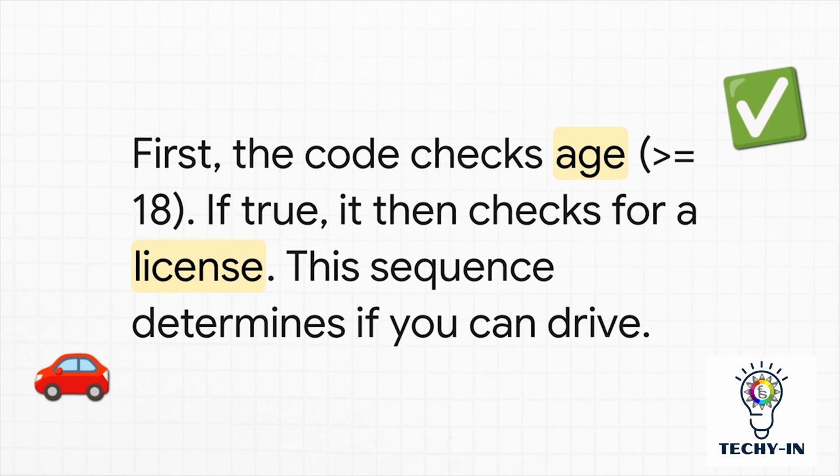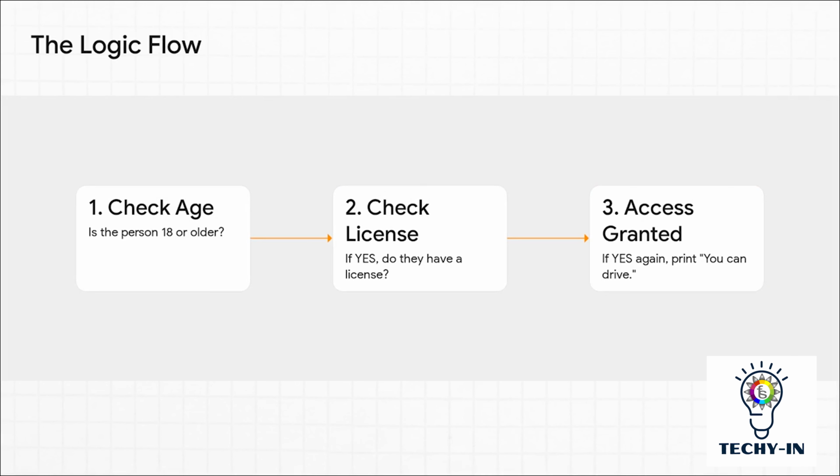This structure is perfect for modeling a real-world process where you have to do one thing before you can even think about the next. So yeah, think of it like a gatekeeper system. You absolutely have to pass the age check at gate 1 before they'll even let you proceed to gate 2 to check for a license. This kind of step-by-step sequential filtering is the real strength of a nested if.